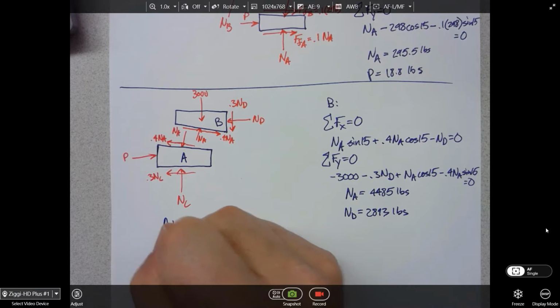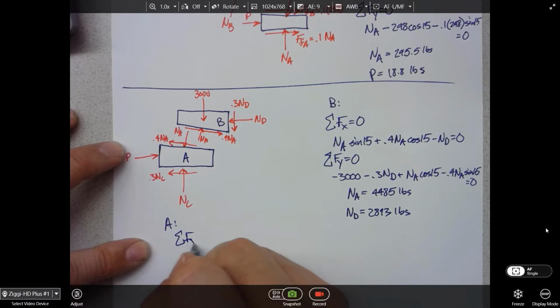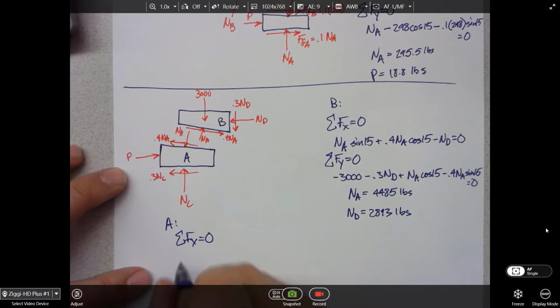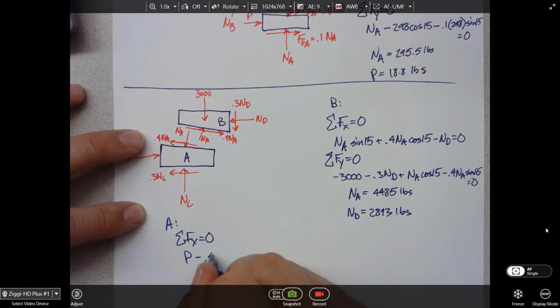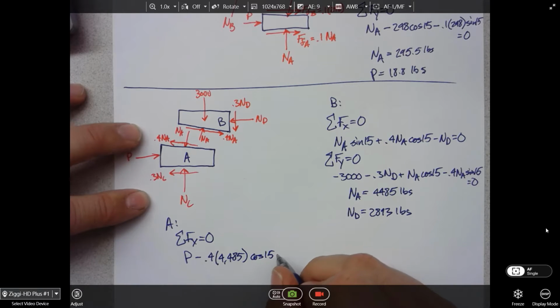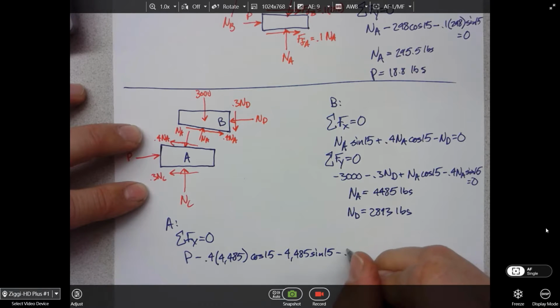So the equations at A will have some of the forces in the X. So in the X, I'm going to have P minus 0.4 times 4,485 cosine 15, minus 4,485 sine 15, minus 0.3 NC equals 0.